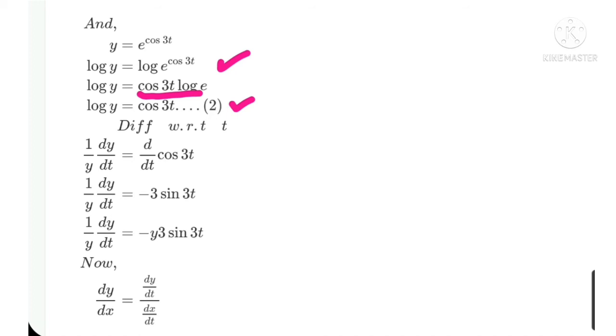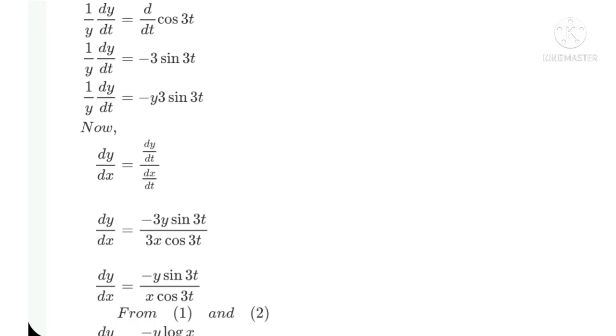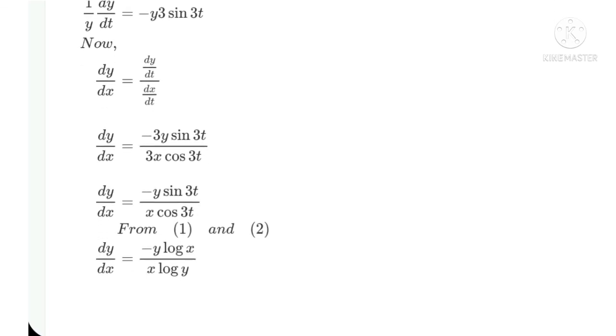Differentiate with respect to t. What is the derivative of log y? 1 upon y into dy by dt, and derivative of cos 3t. Derivative of cos is minus sin 3t into again derivative of 3t is 3. So we get 1 upon y into dy by dt is equal to minus 3 sin 3t. Here y is not needed, this y is not required. dy by dt is equal to minus 3y sin 3t. Now you find dy by dx is equal to dy by dt upon dx by dt.